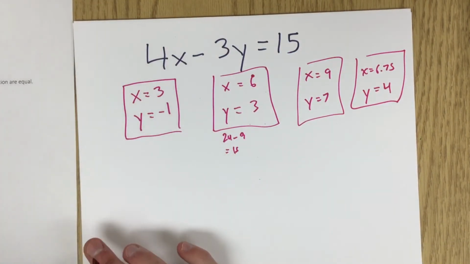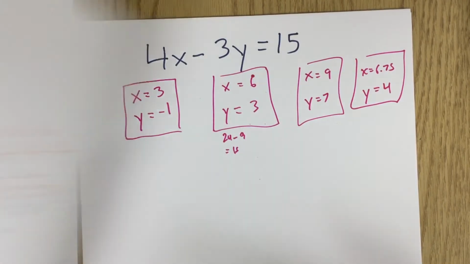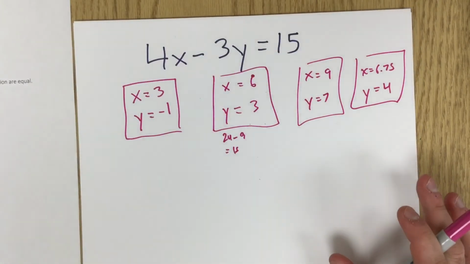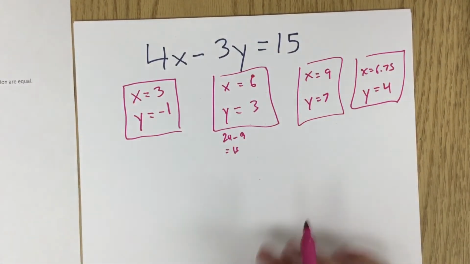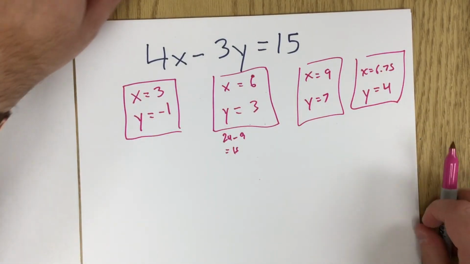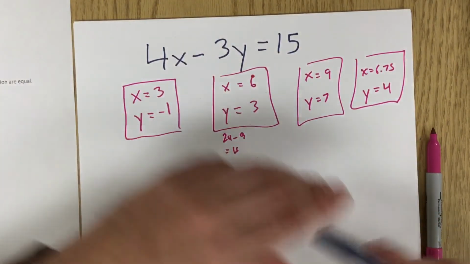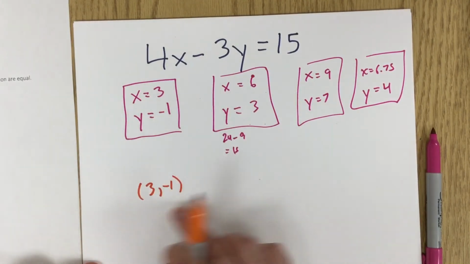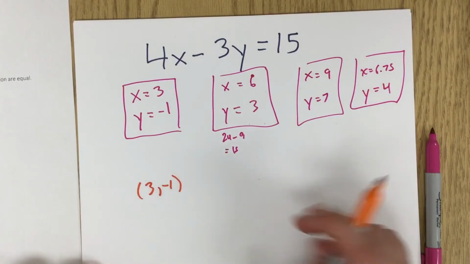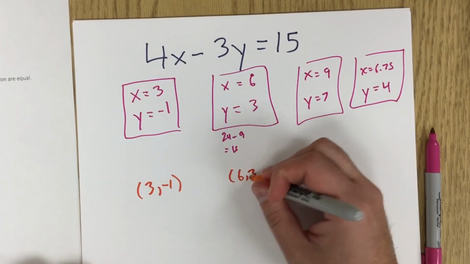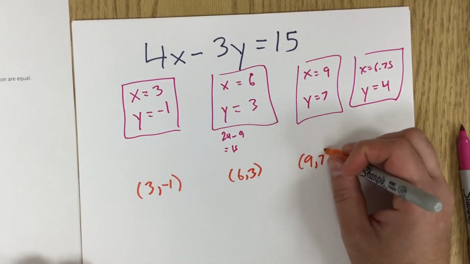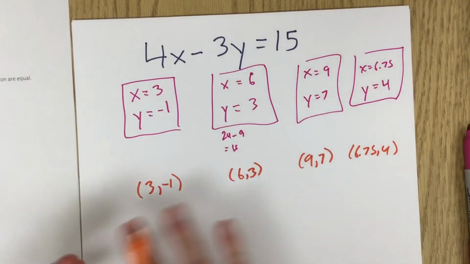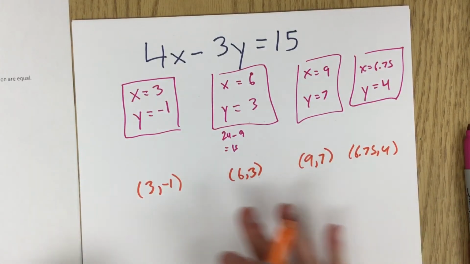So before, when we had this equation, there's only one solution. X was 3, that was the solution. There were no other solutions. But now, we have an infinite number of solutions. As a side point, we could write these solutions like so. When we have a point, we're saying that's the x, that's the y. X is 3, y is negative 1. This solution could be written as 6, 3, 9, 7, 6.75, and 4. And so there's an infinite number of points which are solutions to this equation.